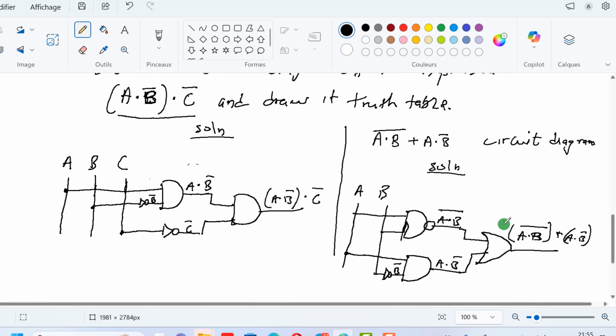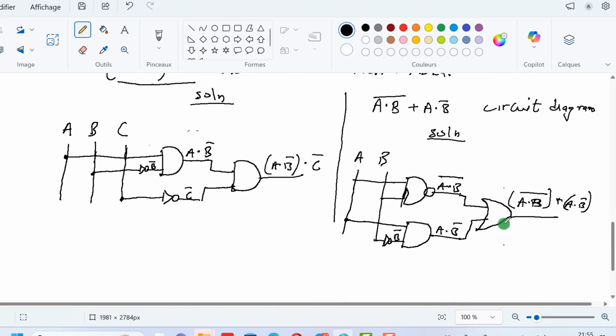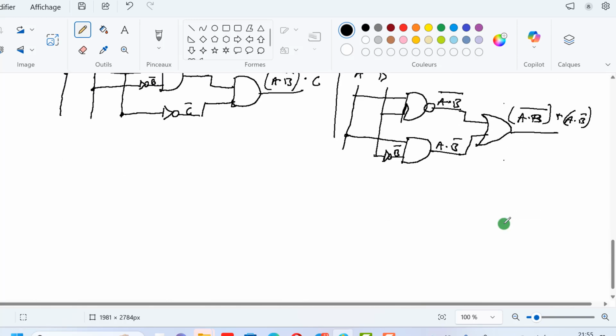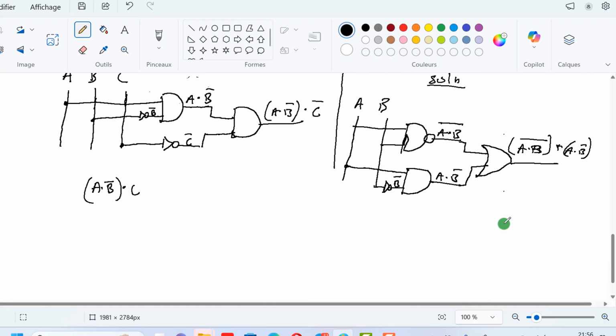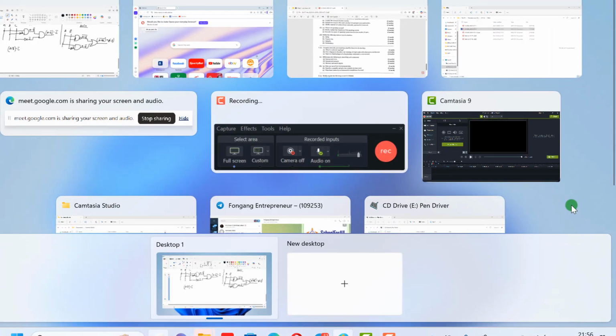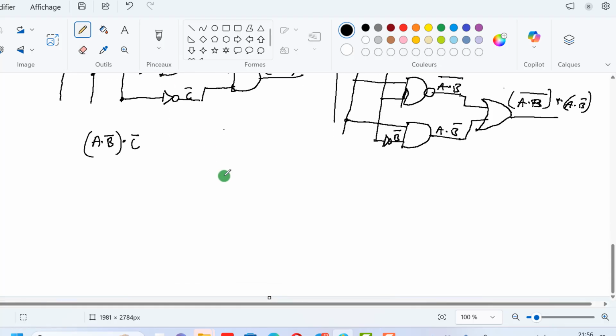Now, let us come back to this first question. They ask us to draw what? The truth table. So what is the expression? Let me write the expression down here. They are asking us to draw the truth table of the expression A dot B all that bar dot C bar. Good. So how to draw this truth table? Let me just start drawing this.